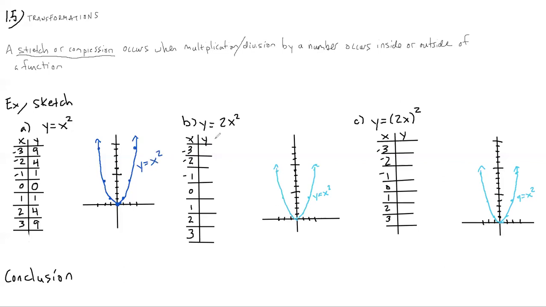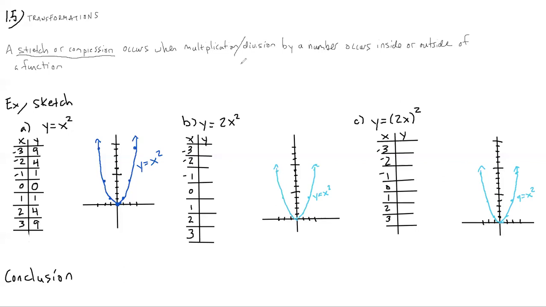All right, so for B, we can see that we've got that multiplication of 2 on the outside. I'm going to do this one without any work. Essentially, it's x squared times 2. I can literally just take all the values I just found and double them. And so mathematically, that's kind of the point.